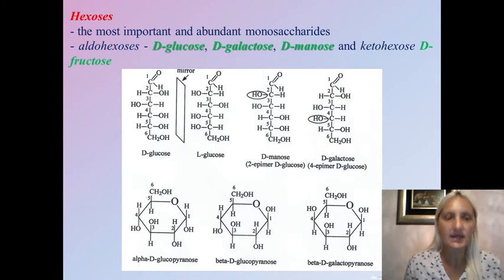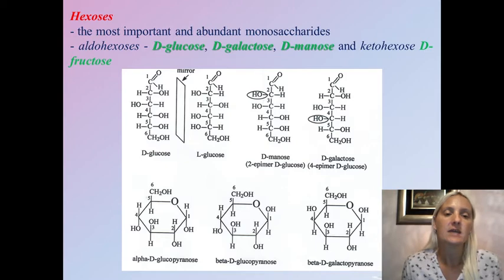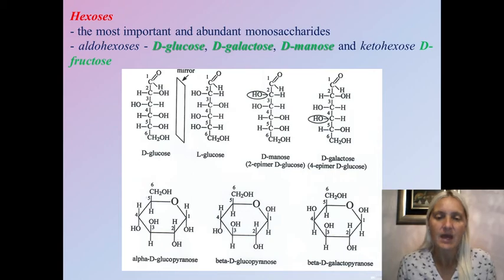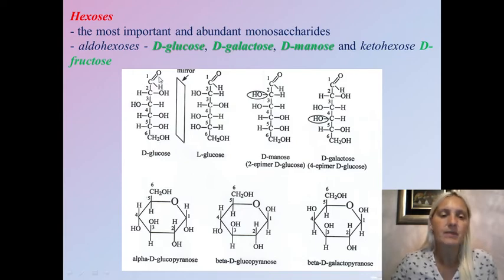If we move on to hexoses, the most important and abundant monosaccharides of all, the aldohexoses which are worth mentioning are D-glucose, D-galactose, D-mannose, and one ketohexose, which is D-fructose. And we can summarize our isomerism in this figure. So here is the molecule of glucose. In order to understand its structure properly, it's valuable to write it in a cyclic form, but we all know that the accurate way to represent it is the open form written below.